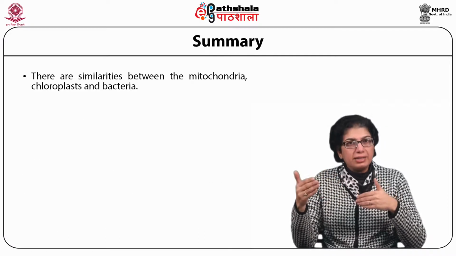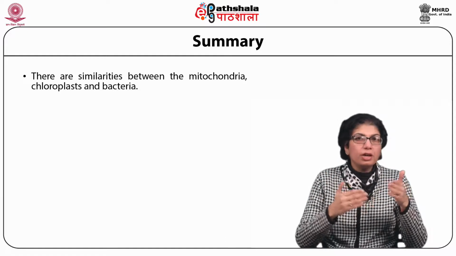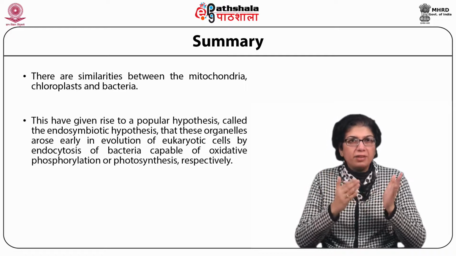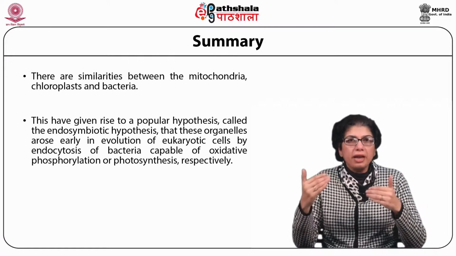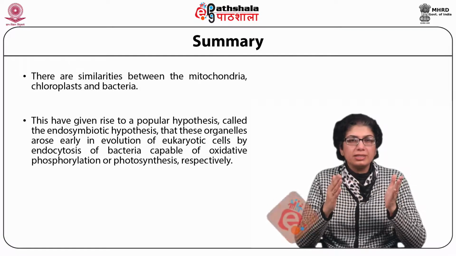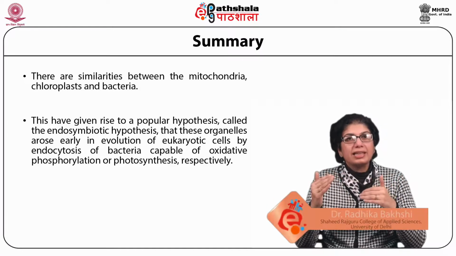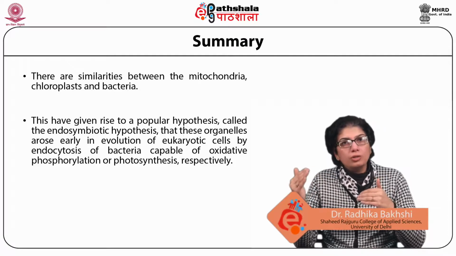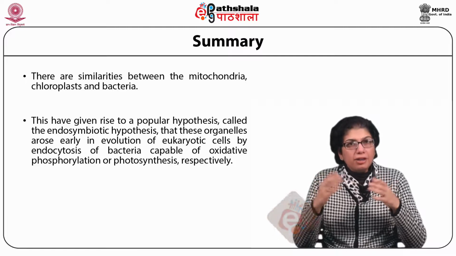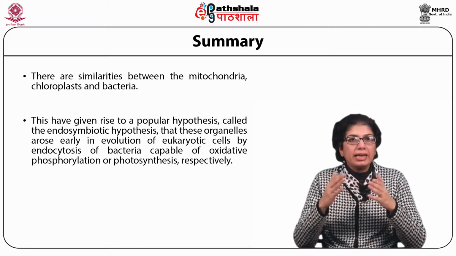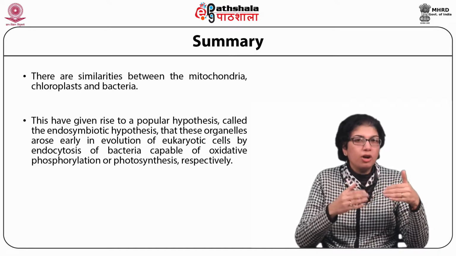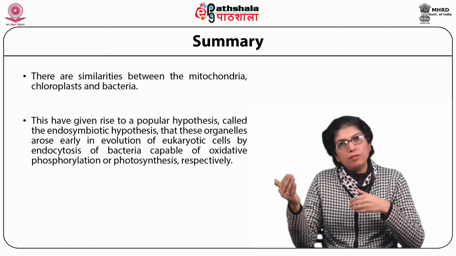There are similarities between the mitochondria, chloroplasts and bacteria. This has given rise to a popular hypothesis called the endosymbiotic hypothesis, which states that these organelles arose early in the evolution of eukaryotic cells by endocytosis of bacteria capable of oxidative phosphorylation in the case of mitochondria or photosynthesis in the case of chloroplasts.